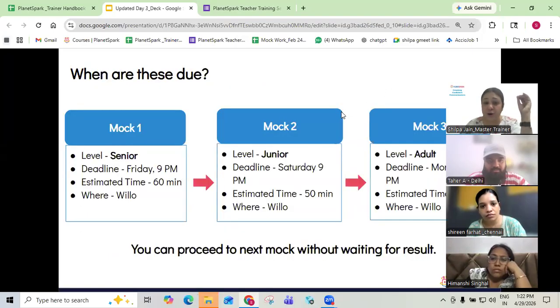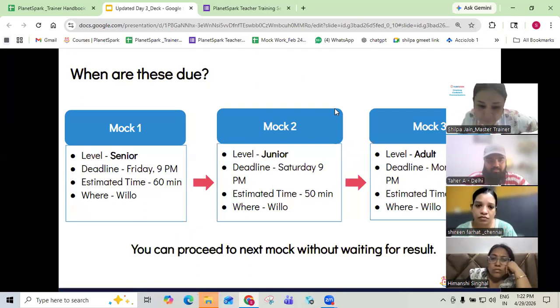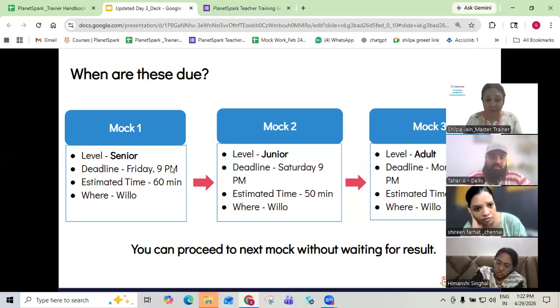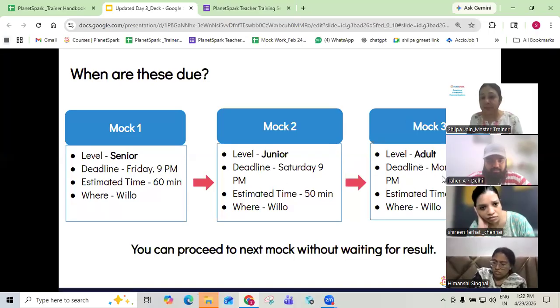Take a screenshot of this, the most important slide till date. What are the deadlines of these mocks, or when are these due? Mock 1 senior category, the deadline is Friday 9 p.m. Mock 2 junior, Saturday 9 p.m. Mock 3 adult, Monday 9 p.m. But these are the deadlines.